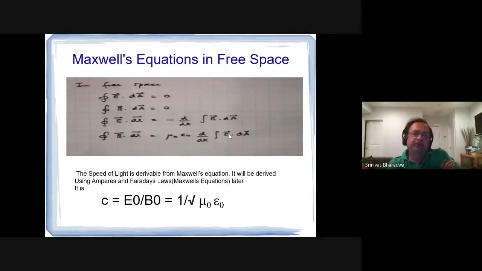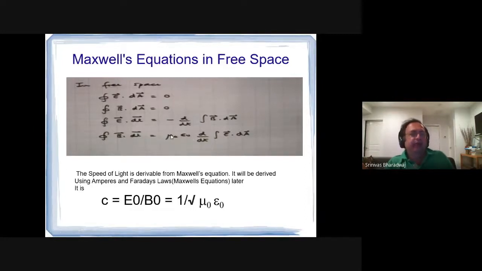From Maxwell's equations, you can derive the speed of light. The speed of light is E naught by B naught, or 1 by the square root of mu naught epsilon naught. C equals 1 by the square root of mu naught epsilon naught. Notice that this equation has mu naught epsilon naught here, and 1 by the square root of that is C. So that is actually 1 by C square.